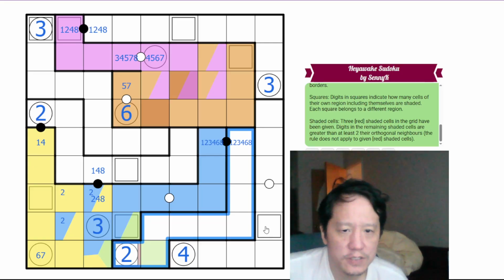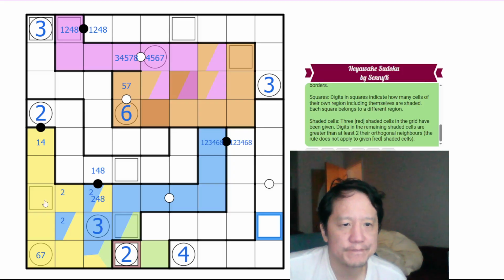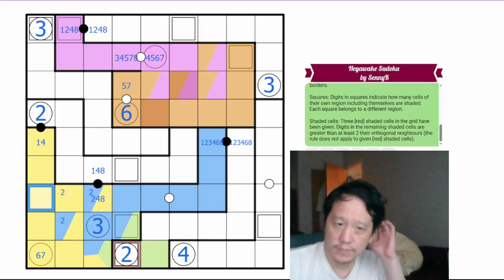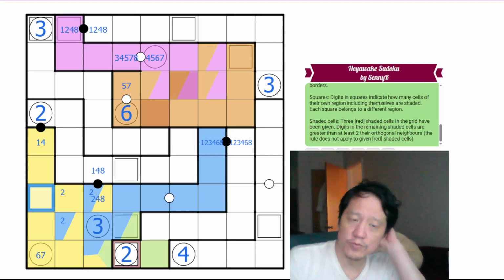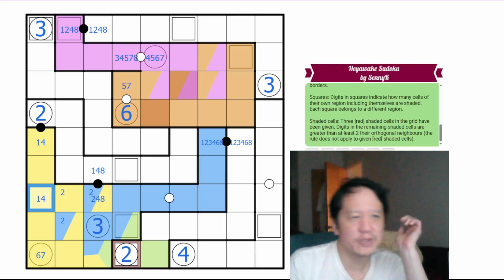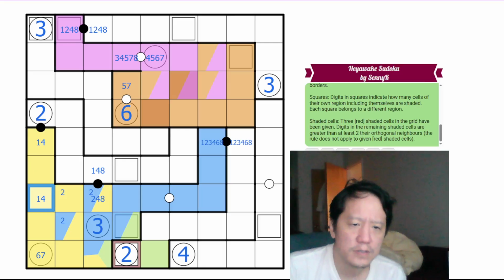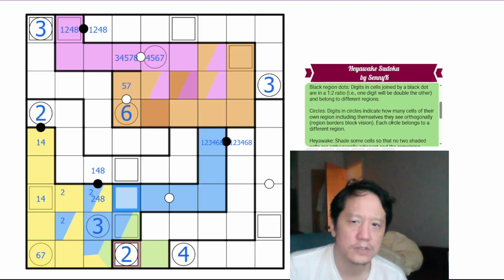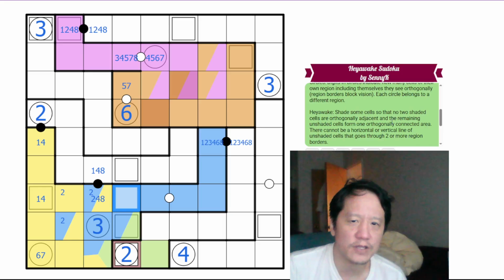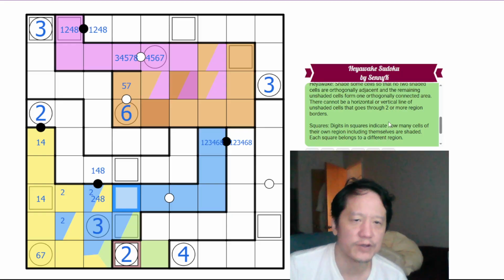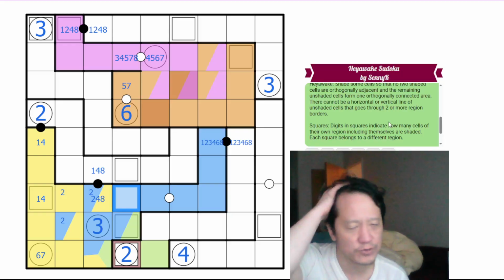How many shaded cells is this? This is 1, 4. How many shaded cells can you have in a region? I think it's 5 at most, right? You can, yeah, because you can't share edges. Oh, I forgot to really highlight that the unshaded cells must form one orthogonally connected region. That's pretty important.